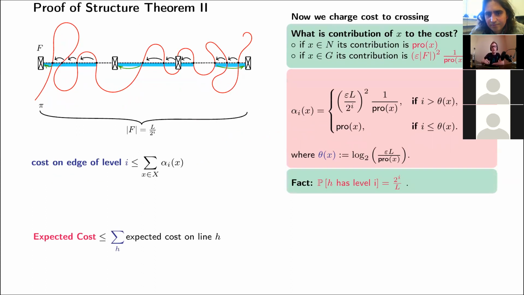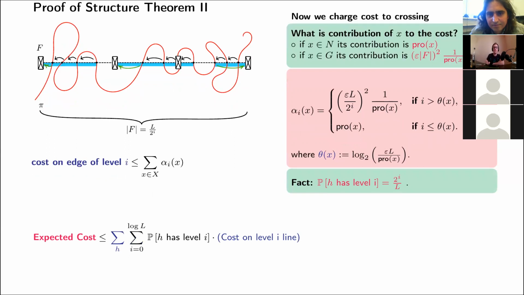Right, so what it means that this expected cost is large. If you sum over all the lines, vertical and horizontal, and the expected cost on all these vertical and horizontal lines, this is just the summation of expected cost on all lines. And I've put here the definition of the expected cost. It's the probability that something happens and the cost if it happens.